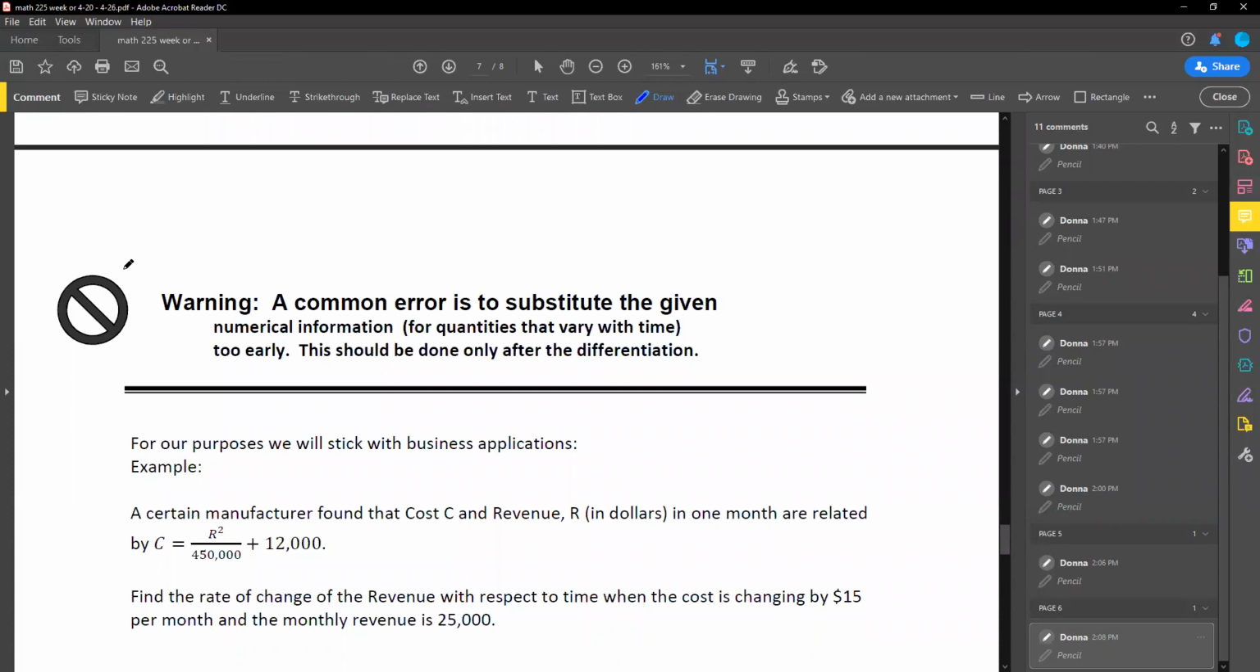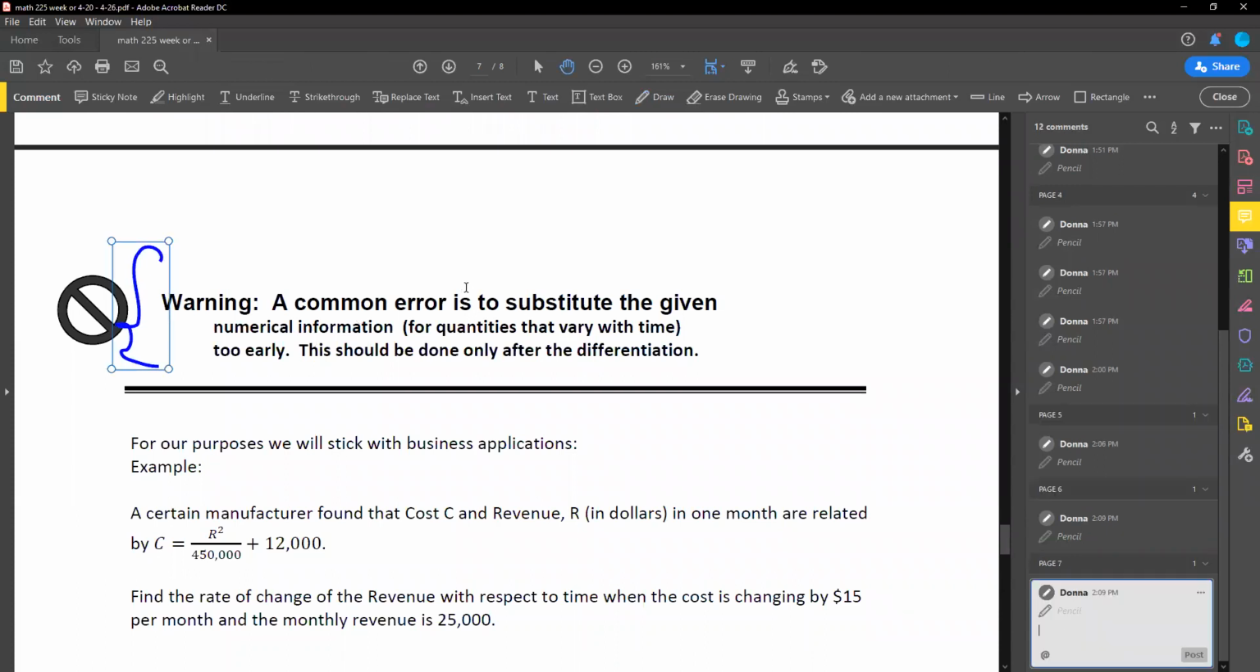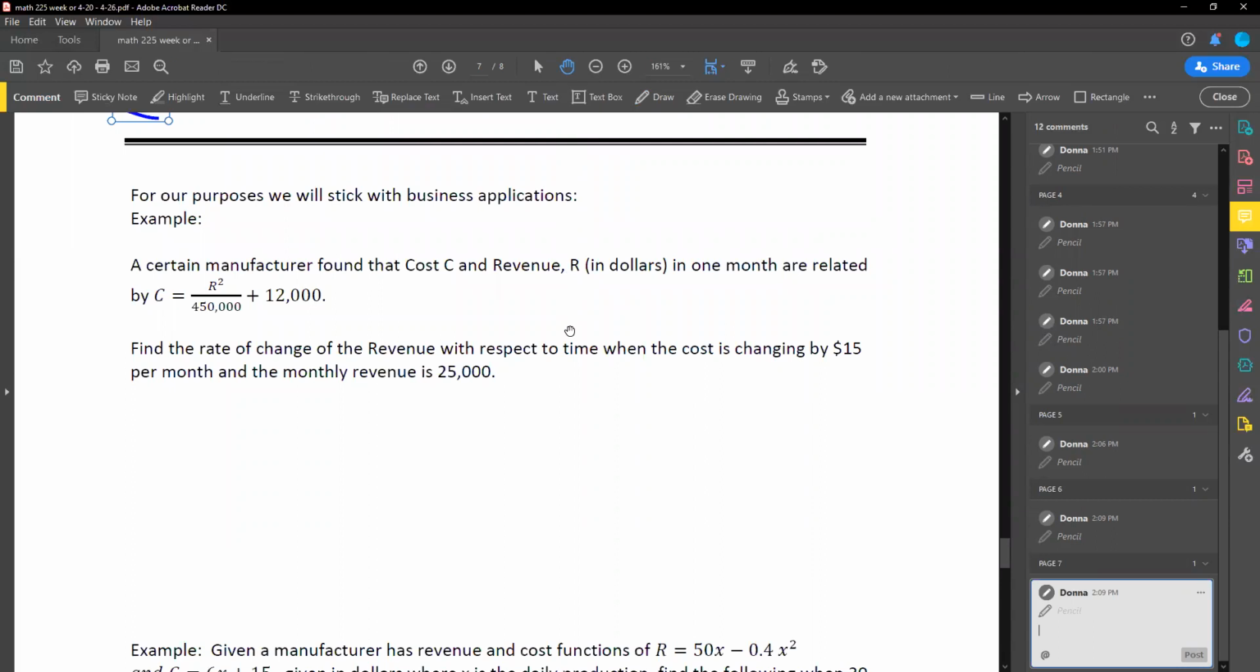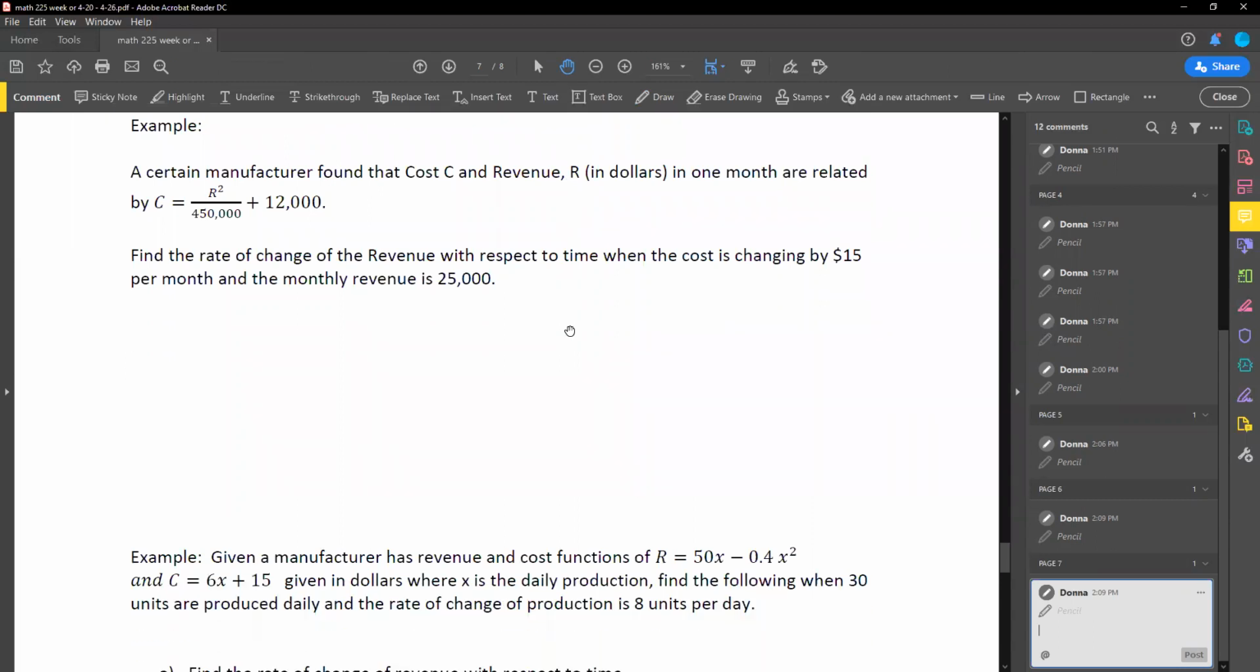So this warning, this is a common error, right, is to plug in the numerical information too soon. You cannot do it until after you take the derivative. All right, so we're going to stick with a couple business applications that I thought I'd go through with you. It says a certain manufacturer found that cost and revenue in 1 month are related by that equation. Find the rate of change of revenue with respect to time.